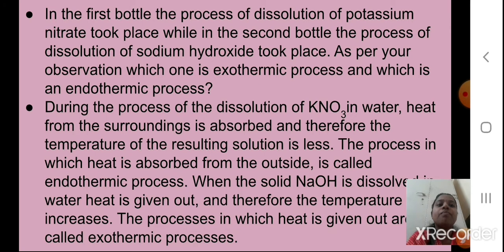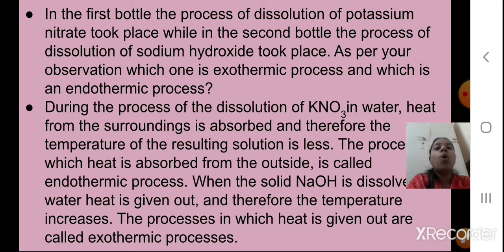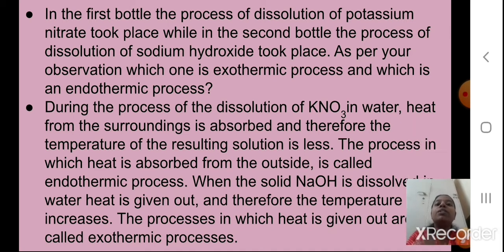Okay, now when solid NaOH is dissolved in water, heat is given out, and therefore the temperature of the bottle increases. The process in which heat is given out is called an exothermic process. Okay students, so I hope you understood. Endothermic process means the heat is absorbed in the reaction. Exothermic process, heat is given out in the reaction.